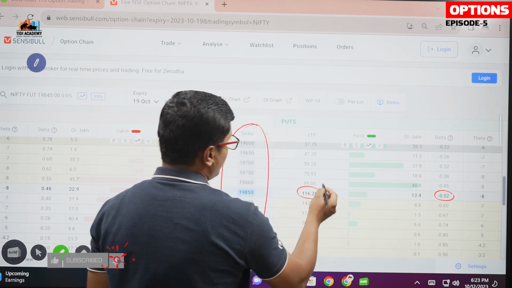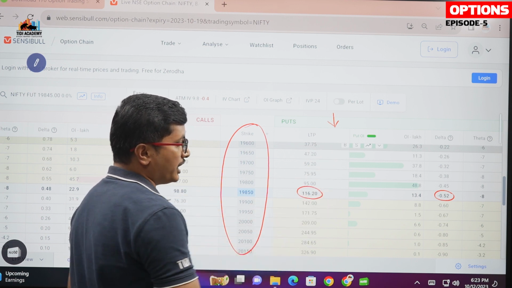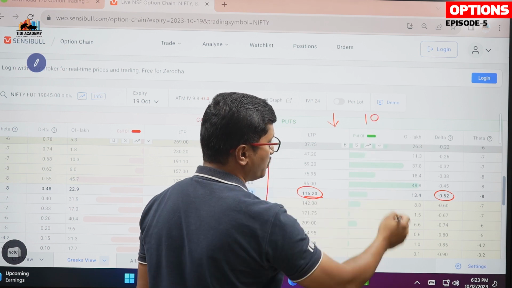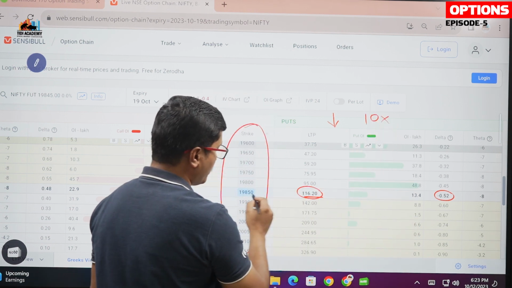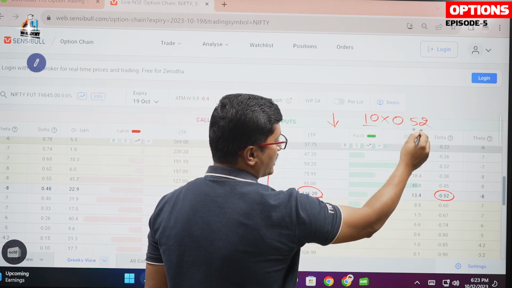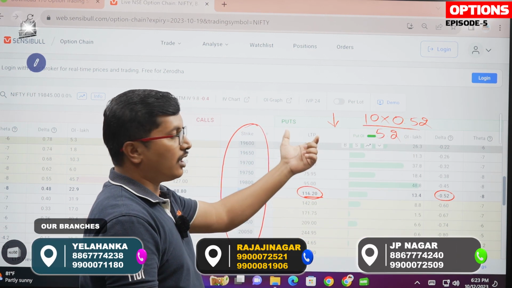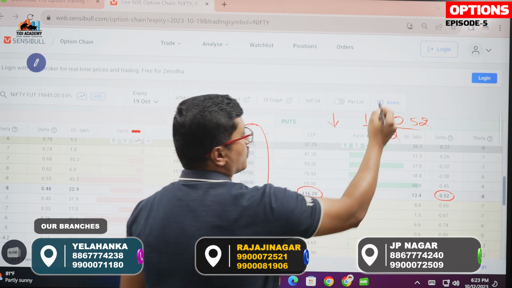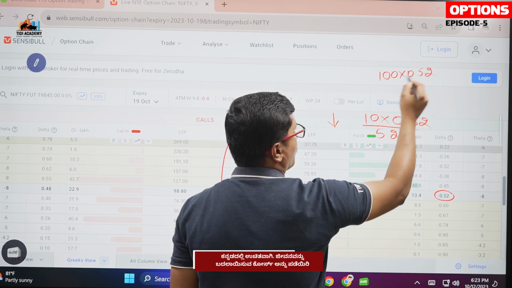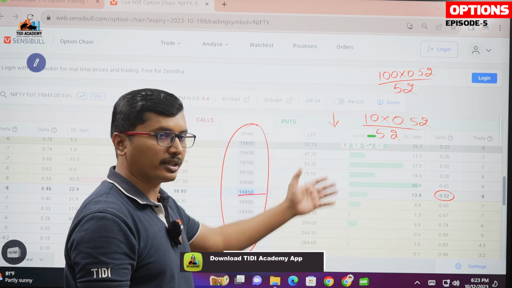Here also, if you are buying the put option when the market is going down and the market goes in your favor, say the market falls 10 points, how do you calculate? In this strike price the delta is 0.52, so you will get a profit of 5.2. Suppose the market falls 100 points after you buy this put option, then you calculate 100 into 0.52. How much will it be? Around 52 points. Like that we calculate and we get the profit.